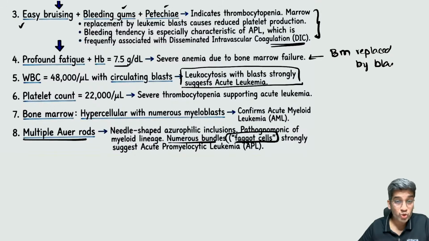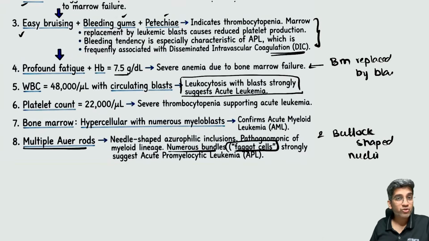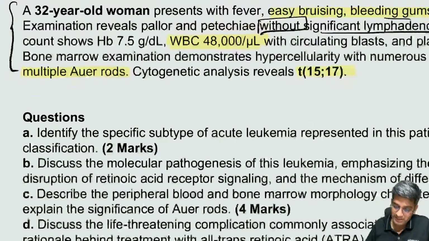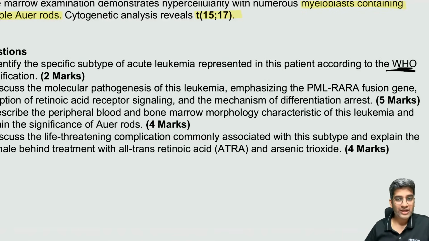Numerous bundles of Auer rods are called faggot cells, and we have the buttock-shaped nuclei. These two are very, very characteristic findings, right? Extremely cleaved nuclei, buttock-shaped nuclei, and faggot cells are diagnostic of one condition, which is acute promyelocytic leukemia, or APL, right? The question didn't ask about the diagnosis alone. Let's go back to the question. The question asked, how do you represent this patient according to WHO classification?